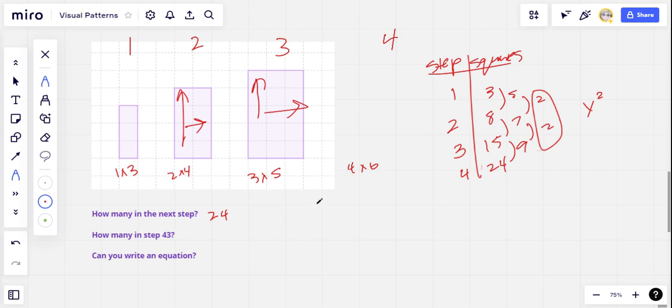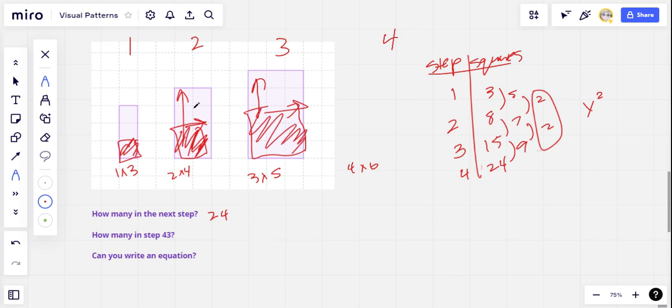And I think a good way to approach figuring out what the actual equation is, is to block out an x squared in each step. So there's an x squared, 1 squared. And x here, of course, stands for the step number. So in step 1, we have 1 squared. In step 2, we have 2 squared. So that's this chunk right here. And in step 3, we have 3 squared. And then ask ourselves what's left over.